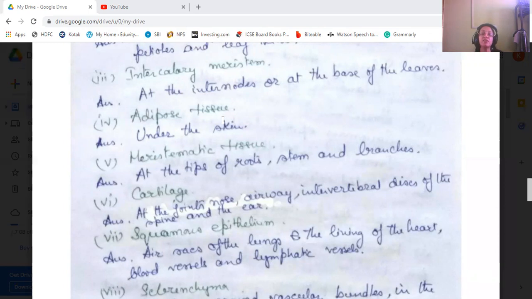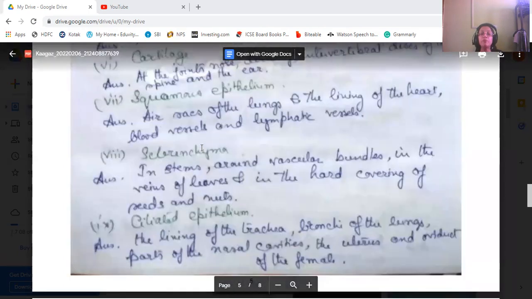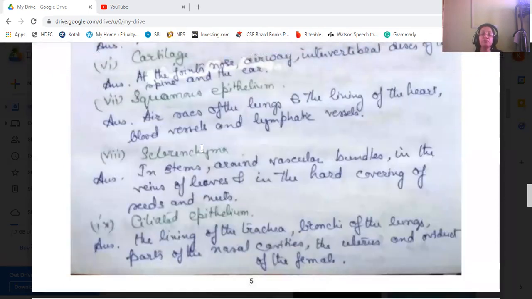Okay. Next is the sclerenchyma tissues. Sclerenchyma tissues are found in the stems around the vascular bundles, in the veins of the leaves, and in the hard covering of the seeds and the nuts. Okay. So sclerenchyma tissues are found in the stems, around the vascular bundles, in the veins of the leaves, in the hard covering of the seeds and nuts.